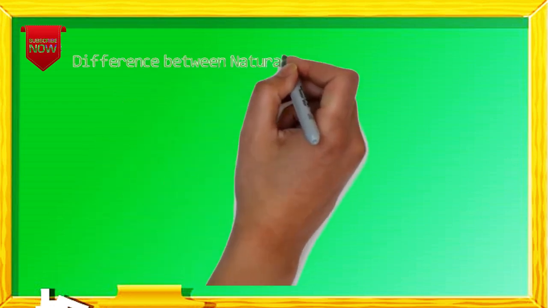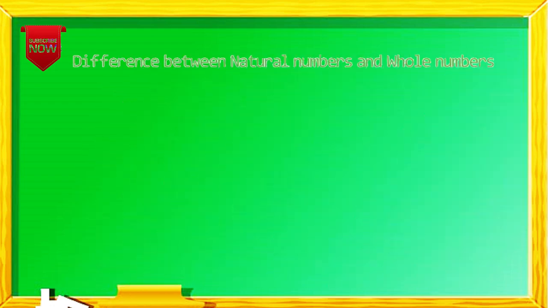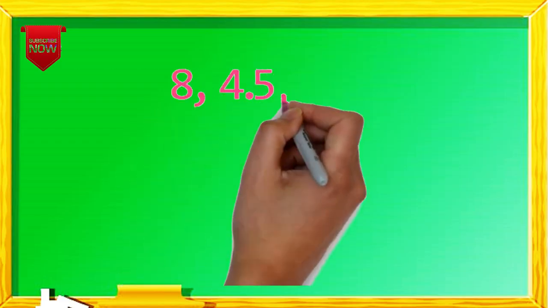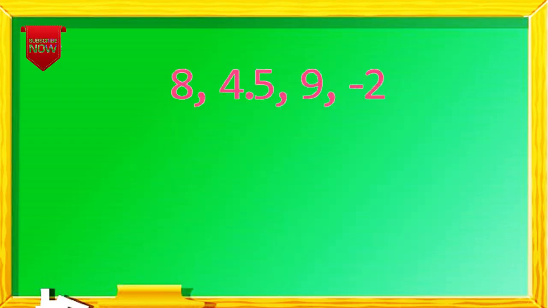Difference between natural numbers and whole numbers. Natural numbers include only positive integers and start from 1 to infinity, whereas whole numbers are the numbers which include 0 along with all natural numbers. Here are some examples: 8, 4.5, 9, minus 2. Which of the above numbers are not a natural number?